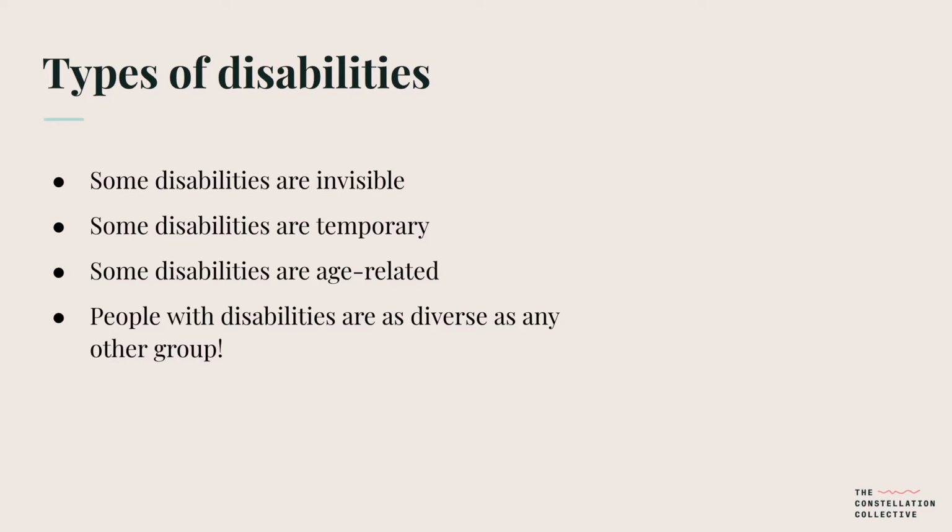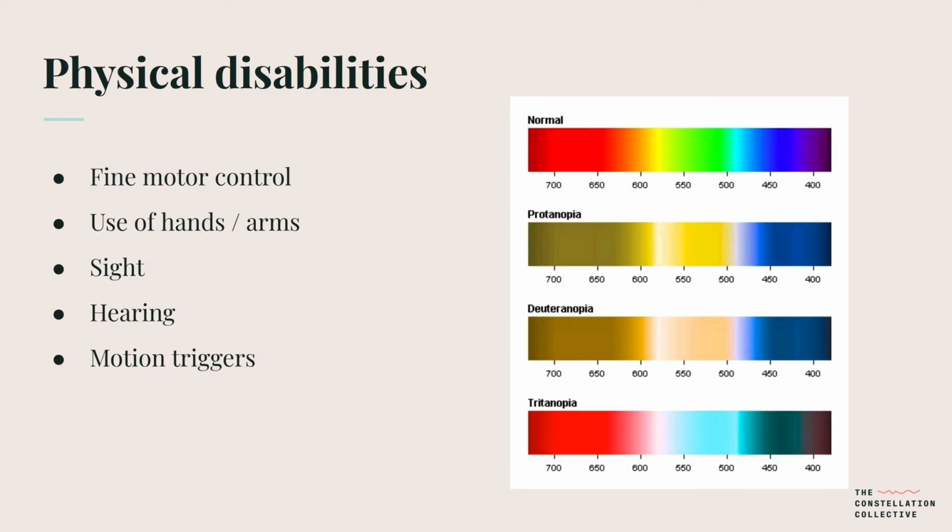It can be easy to forget that some disabilities are invisible. Some disabilities are temporary. Some are age-related, and people with disabilities are just as diverse as any other group. We tend to think about disabilities in accessibility as falling into 3 categories. The first are physical disabilities. This category is probably what most people think of first by picturing a person using a wheelchair.